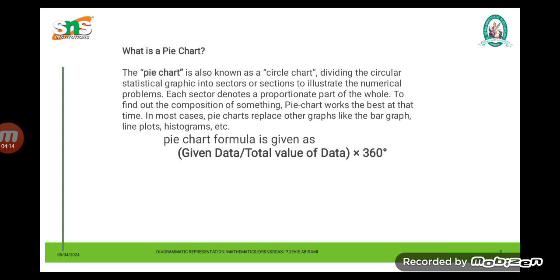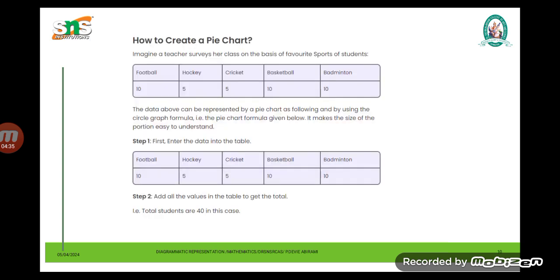Final one is pie chart. Pie chart is also known as a circle chart, dividing the circle, a statistical graphic, into sectors. This can be calculated by using the pie chart formula: given data divided by total value of data, into 360 degrees. Into 360 means that the pie chart is represented in a circle format.